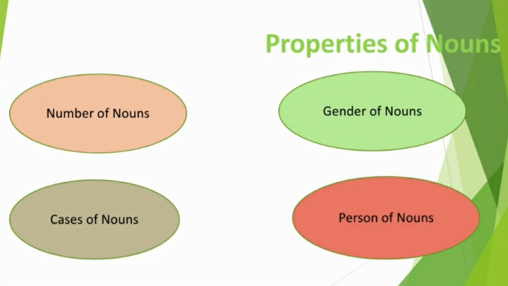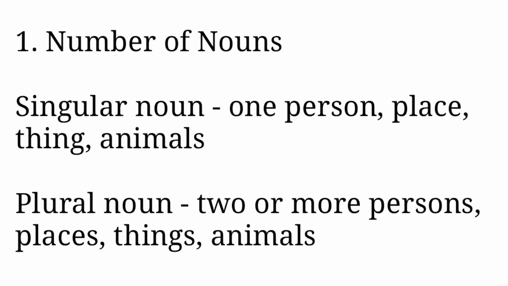Those are the properties of nouns: the number of nouns, the gender of nouns, the cases of nouns, and the persons of nouns. When we say number of nouns, we have two, the singular and the plural nouns. Singular denotes one person, place, or thing. Plural denotes two or more persons, places, or things.